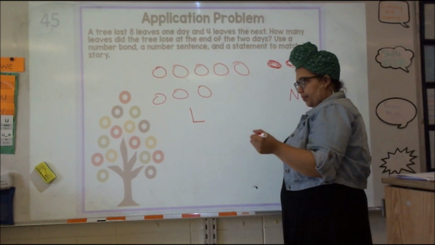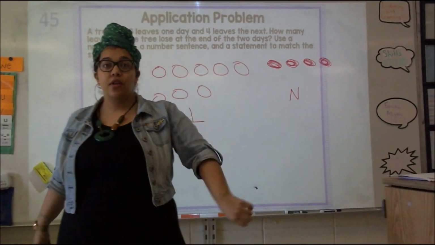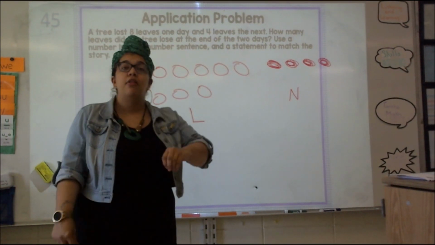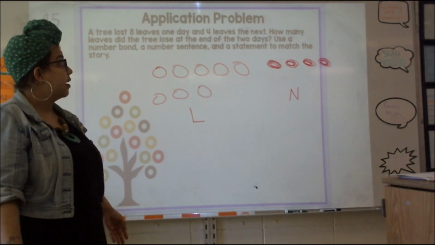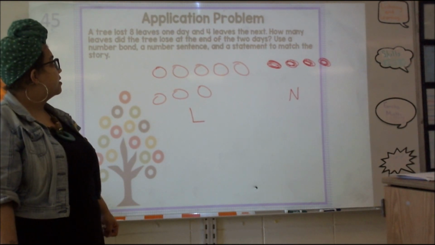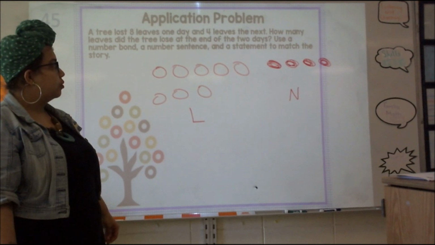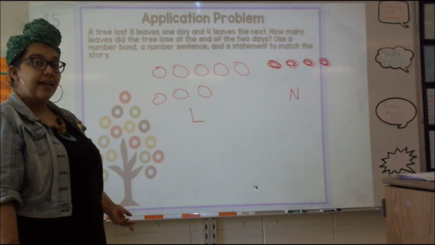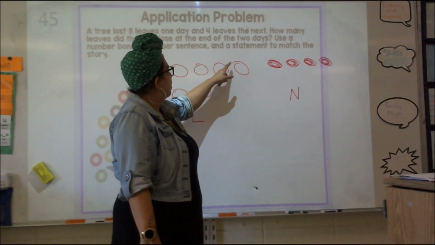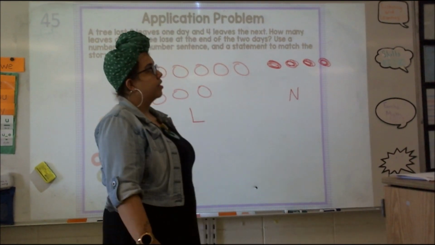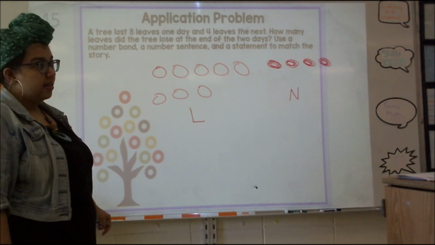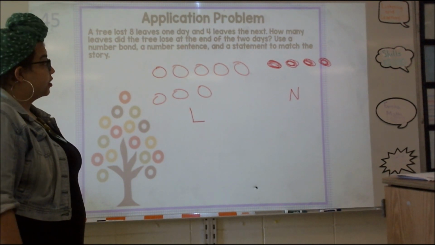See how I did that? So 8 leaves the first day, 4 leaves the next day. Now, I know it's talking about loss, but we want to know how many leaves are in the pile on the ground this time. How many leaves did it lose at the end of the 2 days? Well, we can count all. 1, 2, 3, 4, 5, 6, 7, 8, 9, 10, 11, 12. That technically works. What happens if it's 112? We need strategies.